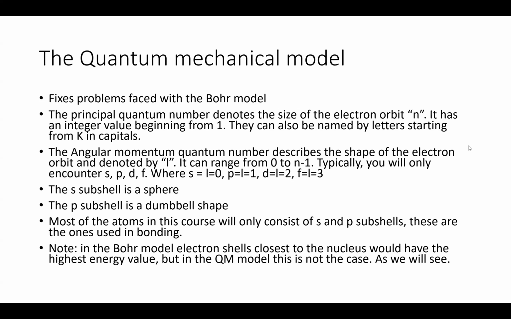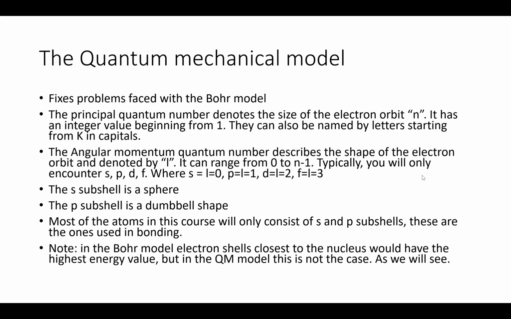The principal quantum number denotes the size of the electron orbit, and we use the letter n. It has an integer value beginning from 1. It can also be named by letters starting from K in capitals. The angular momentum quantum number describes the shape of the electron orbit, is denoted by L, and can range from 0 to n minus 1. Typically you only encounter the s, p, d, and f angular momentum orbitals, where s is equal to 0, p is 1, d is 2, and f is 3.